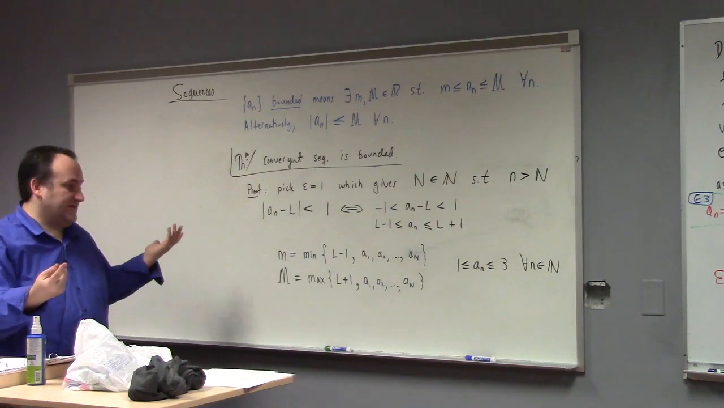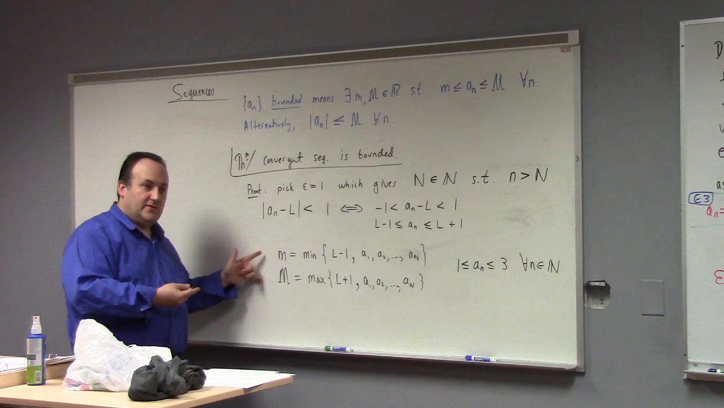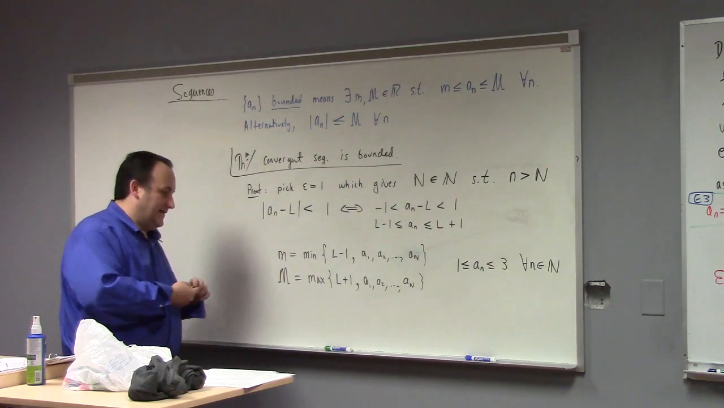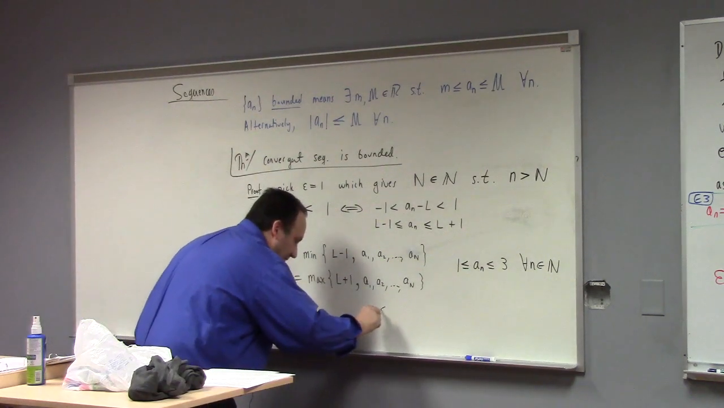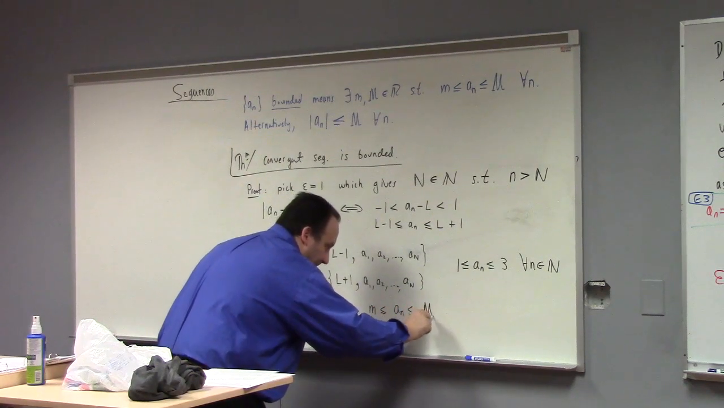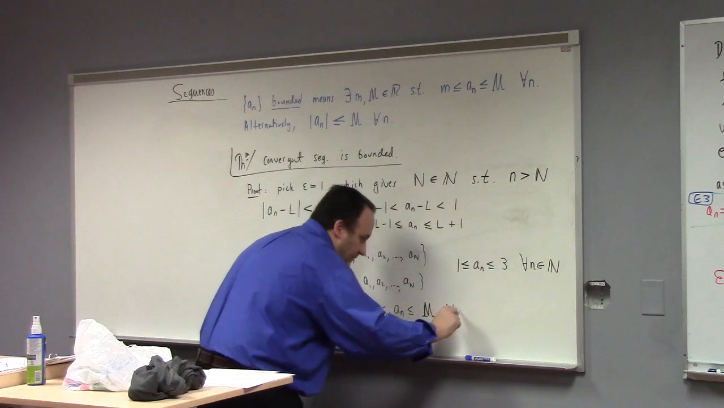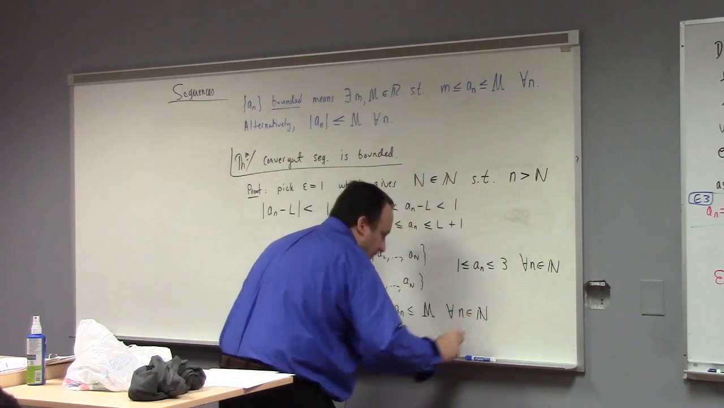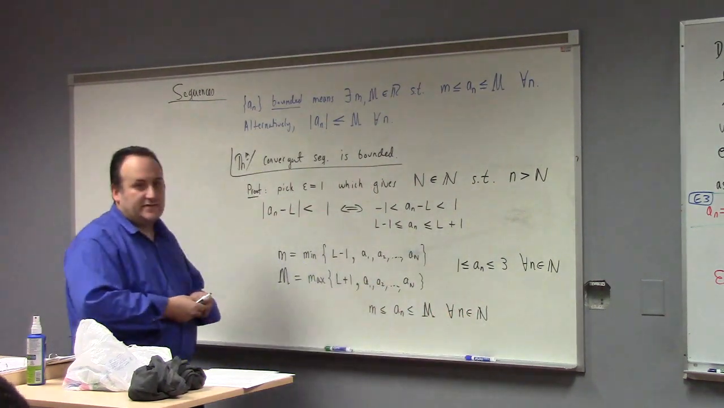Okay, anyway, that's it. So that proves it, because you can readily see that in fact m is less than or equal to A sub n is less than or equal to big M for all n in the natural numbers. That implies then that the sequence is bounded.